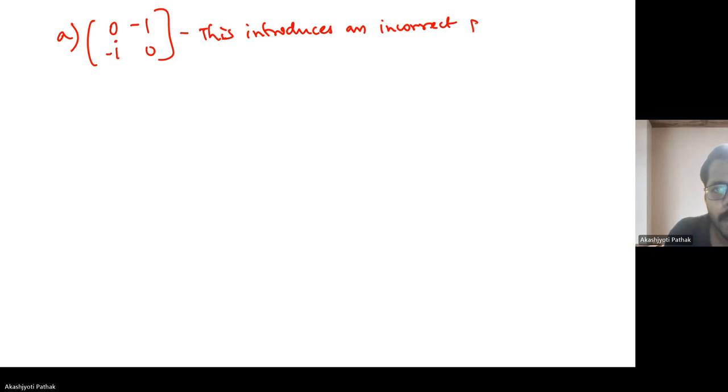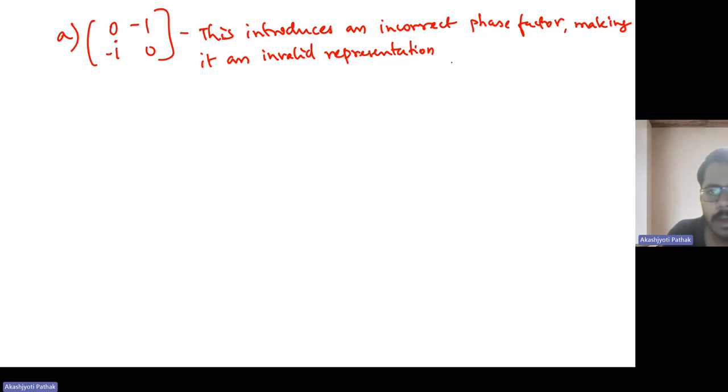This introduces an incorrect phase factor, and thus makes it an invalid representation of rotation along the y-axis.